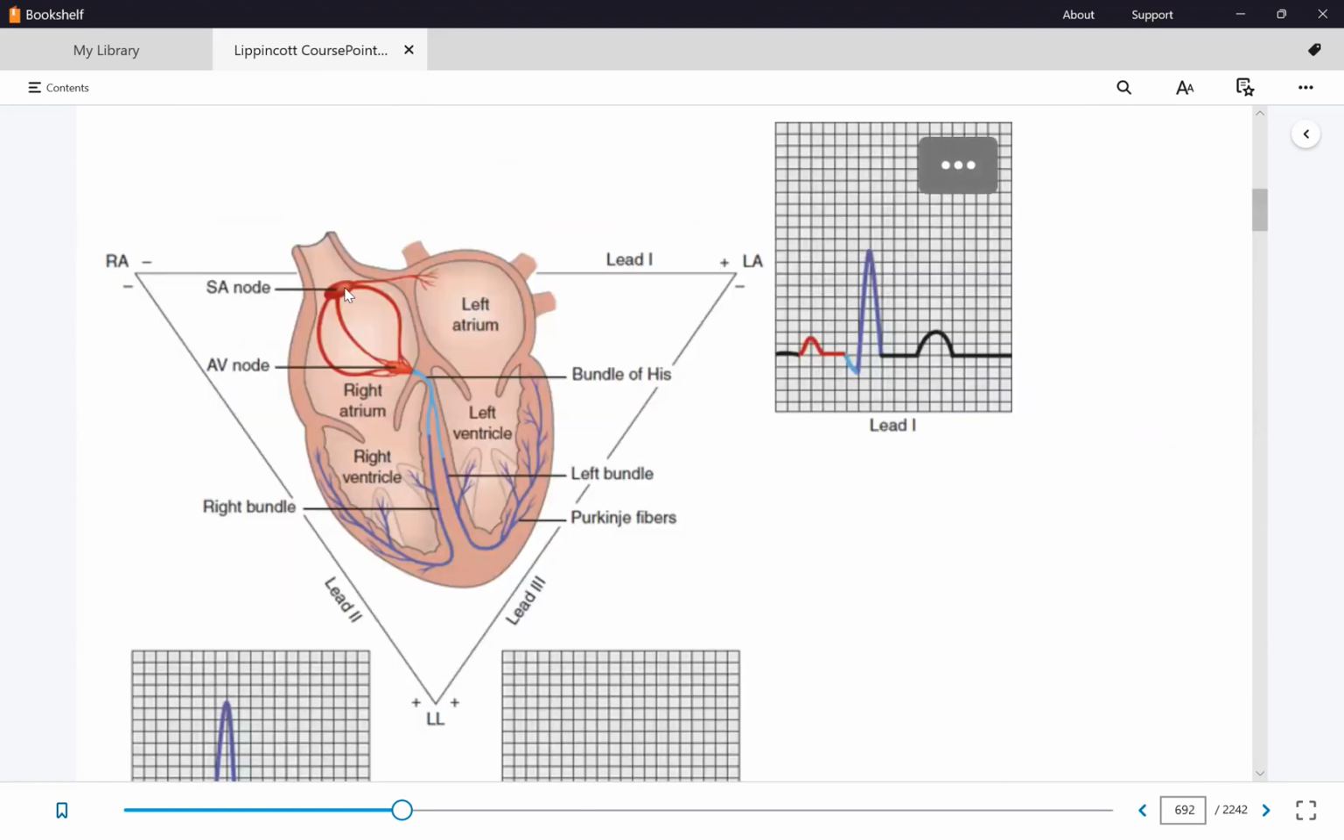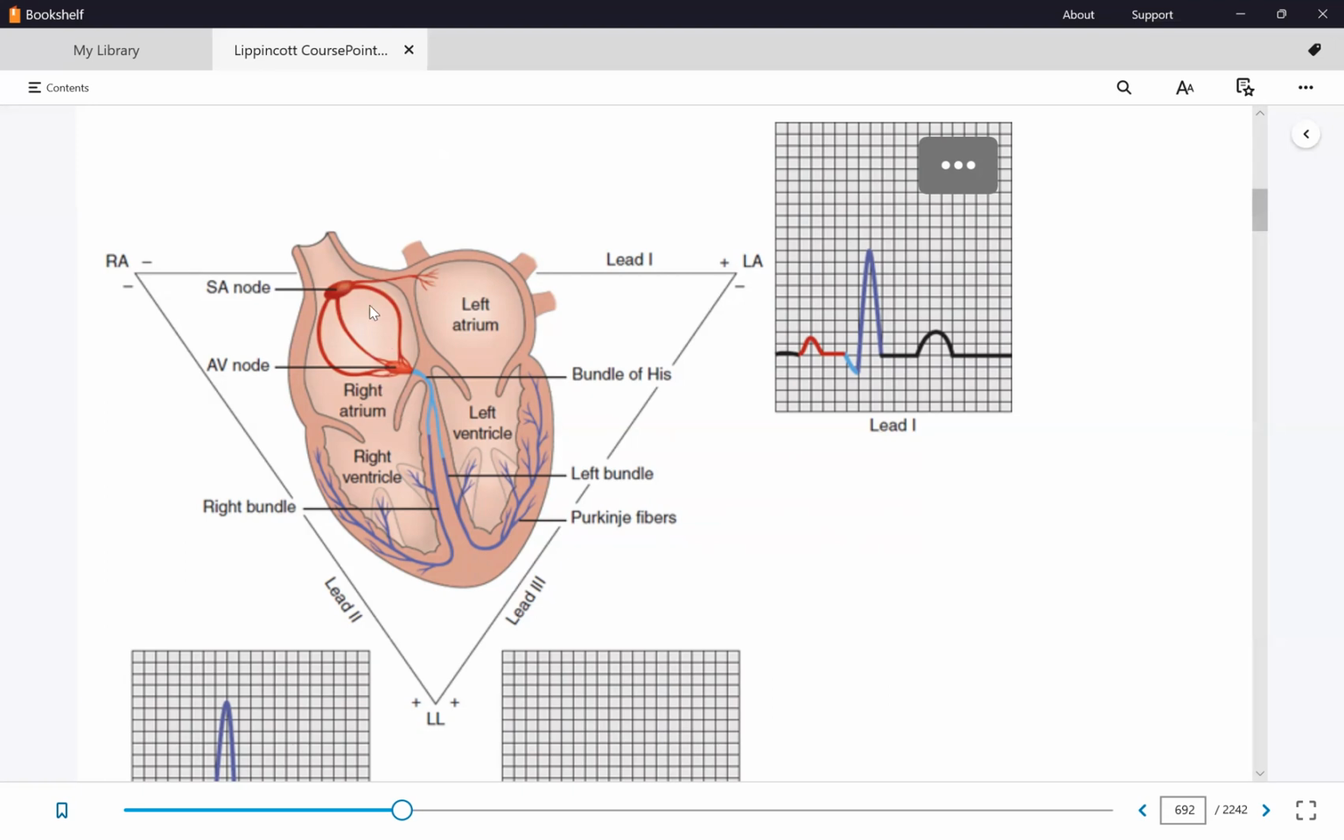I said, how long does it take for the lightning to appear and then hit something? Instantaneous. So if it was instantaneous for the SA node to fire and the electrical impulse to reach the left atrium, did it take any longer to reach the AV node? No, because if it instantaneously spread here, it should instantaneously reach here, right?